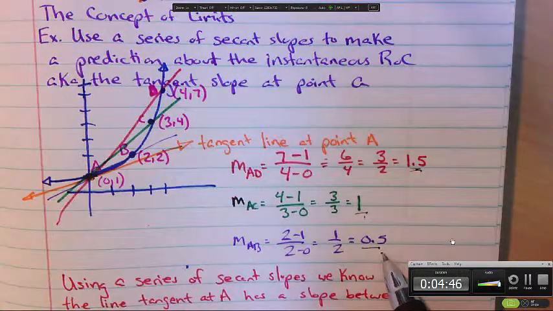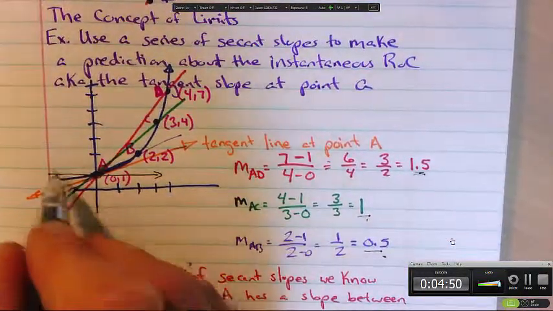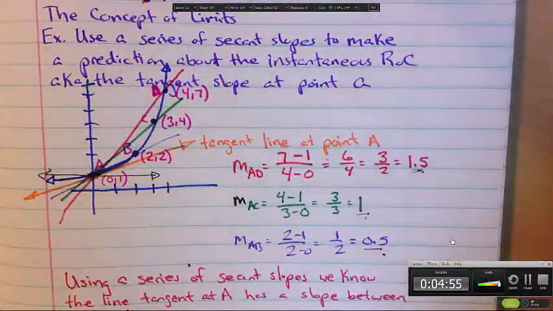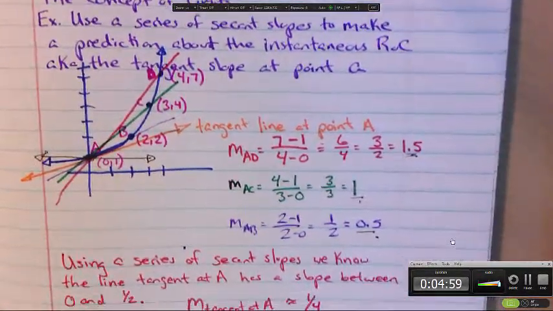And as we can see, the slope's getting less and less, and it seems like it's converging closer and closer to 0. But we know that the slope of the tangent line is not 0 because 0 is a horizontal line. And the orange line that I have drawn here, which is the tangent line, is definitely not horizontal.